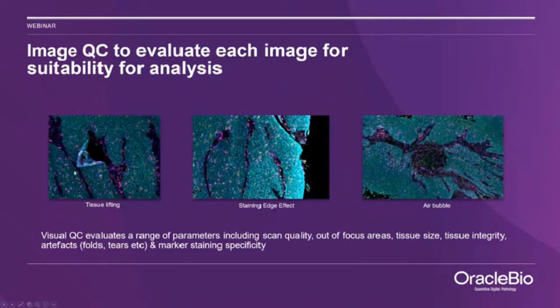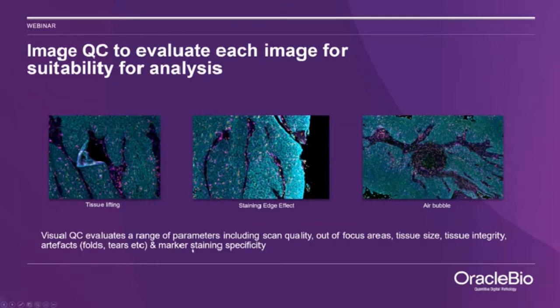I've highlighted some examples of the types of things that we could pick up. For example, small areas of tissue lifting, which can be annotated out of the image before analysis. Staining edge artifacts, where you get a brighter staining at the edge of a tissue, and again, this can be excluded. Or in the third example here, an air bubble that may have crept in between two of the staining rounds and has impacted the second round of staining. That is something we can circle and exclude from the analysis. And as part of this visual QC check, we create a spreadsheet with all this information, which is passed back to the client.